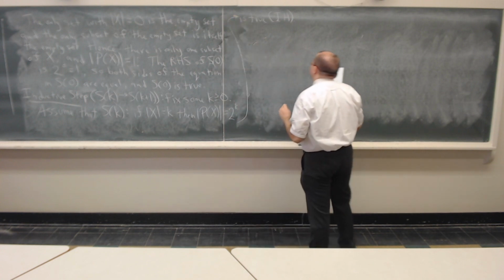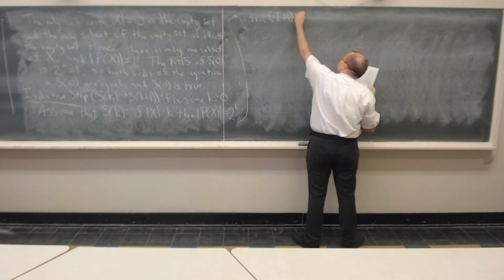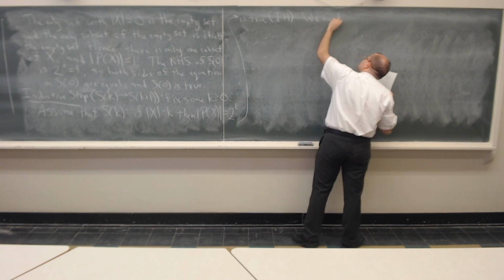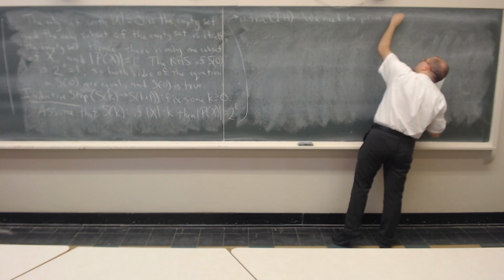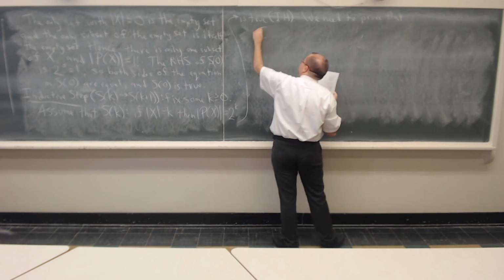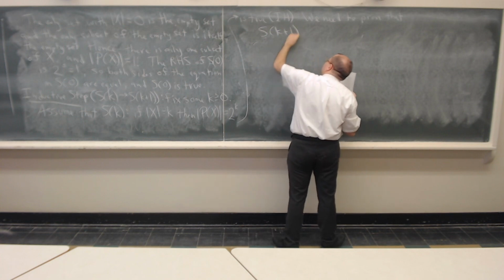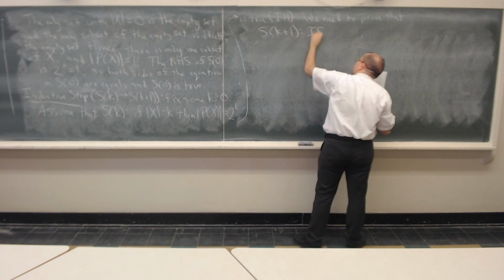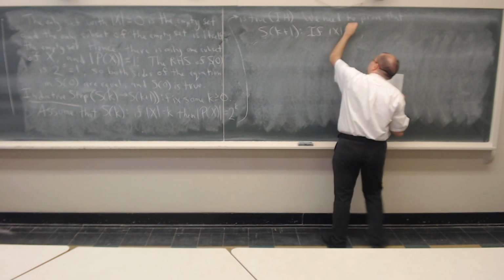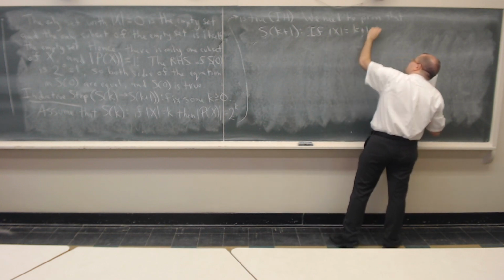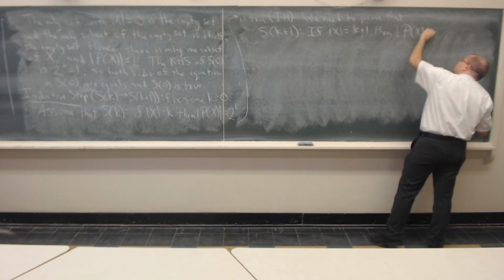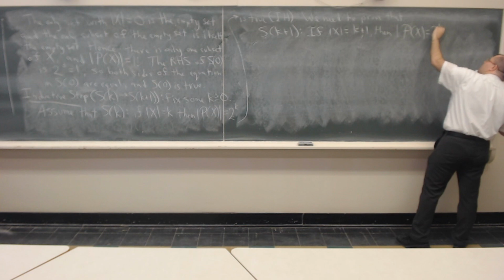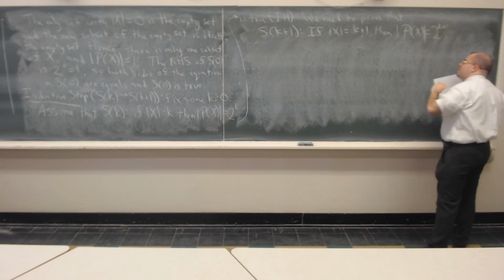We need to prove that, remember I just need to state what I'm going to prove, S of k plus 1. Remember this is just if the cardinality of x is equal to k plus 1, then the cardinality of the power set of x is equal to 2 to the power of k plus 1. I want to show that this follows.